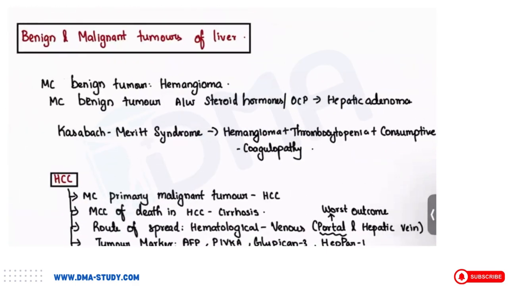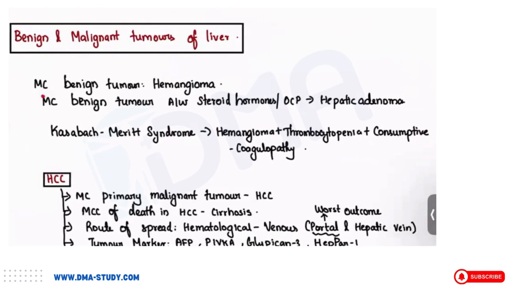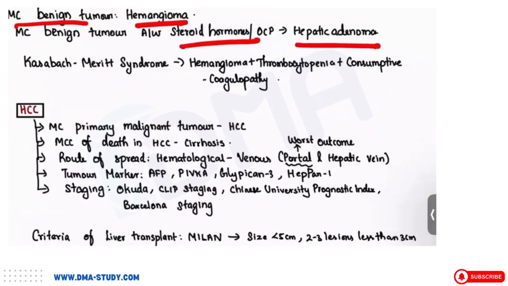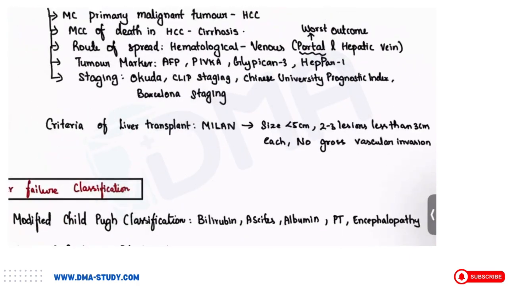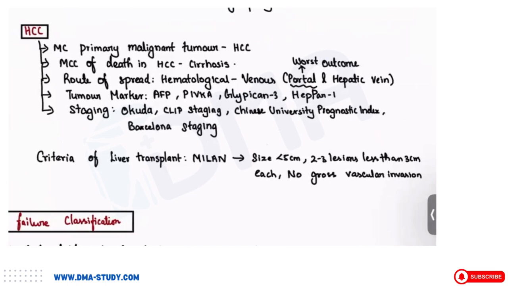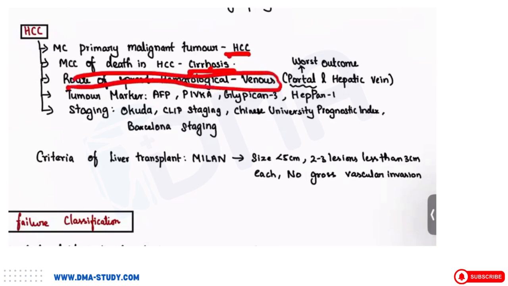So, benign and malignant tumors of the liver. Most common benign tumor is hemangioma. Associated with steroid hormone is hepatic adenoma. And apart from that, malignant is HCC. Most common primary malignant tumor is HCC. Most common cause of death in HCC is cirrhosis. And it is the only one which does venous spread. There are only two cancers which do venous spread. One is HCC, another one is RCC.